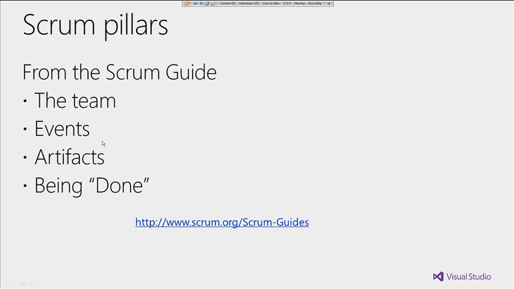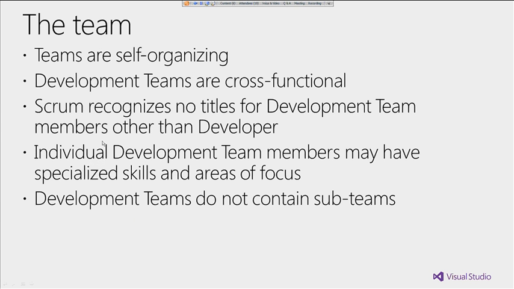With that said, let's take a look at the team from the Scrum perspective. A characteristic of the team is that teams are self-organizing, meaning that you don't have to tell them anything. Not even the Scrum Master tells the development team how to turn the product backlog into increments of potentially releasable functionality. The team self-organizes and decides how that's going to be done.